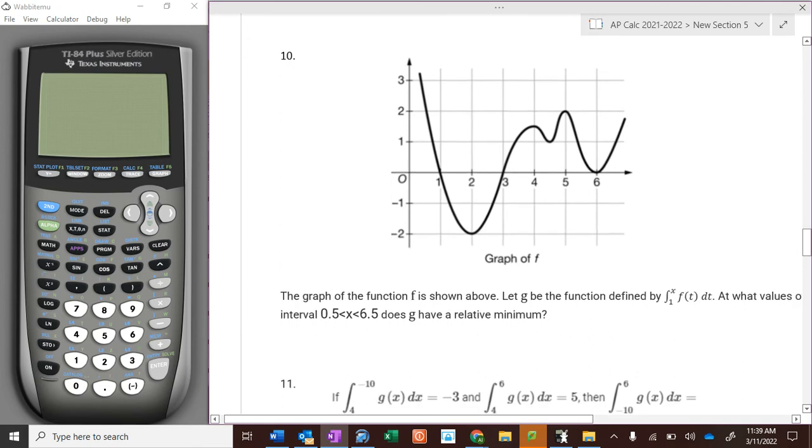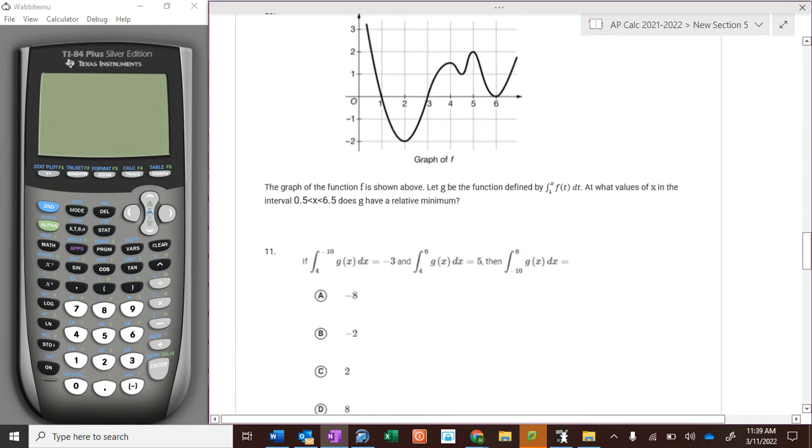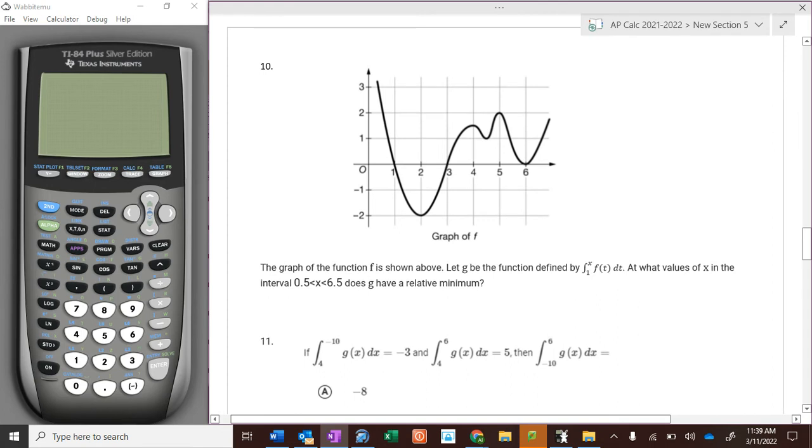Okay, this one is a little bit different of a question. Number 10. Given the graph of the function shown above, let the graph be defined as the integral from 1 to x of f of t dt. What's the value of x on the interval from 0.5 to 6.5 that has a relative minimum? Okay, if you want to find a relative minimum, this is like when you take the first derivative, how do we figure out where the relative minimum was?